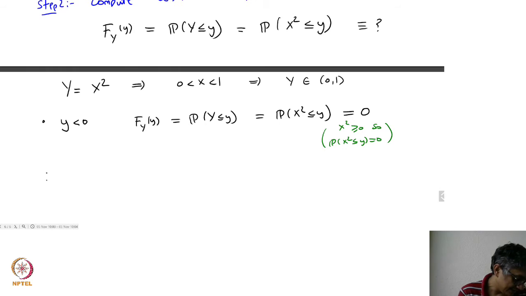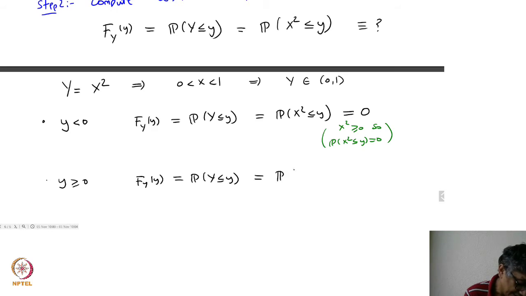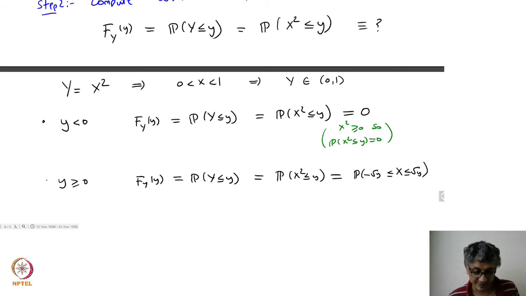Now the next step is if y is non-negative. Okay, if y is non-negative, you have to be again a little careful now. The CDF F_Y(y) is the chance that Y is less than or equal to y. That's the same as the chance that X squared is less than or equal to y. But if X squared is less than or equal to y, that's the same as minus root y less than or equal to X less than or equal to root y. That's what the expression gives you.